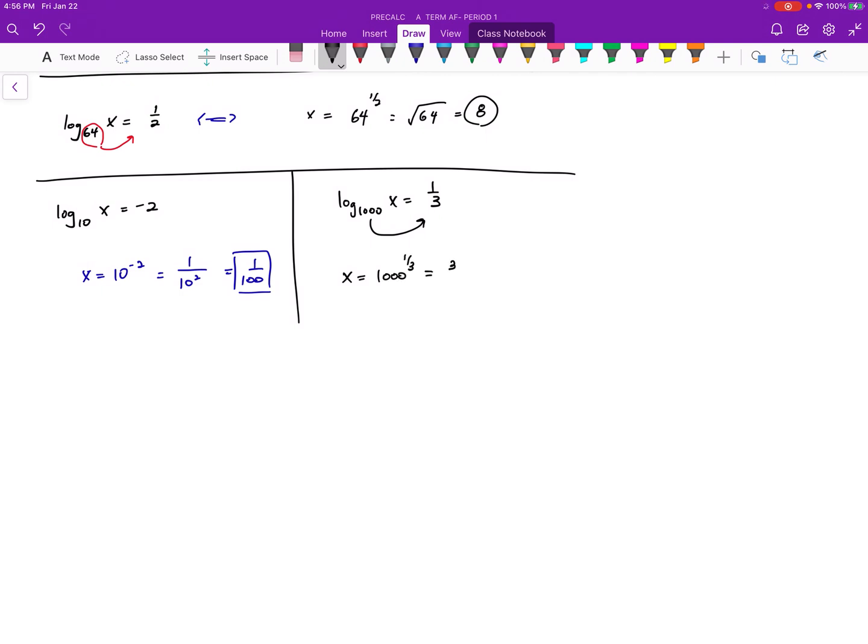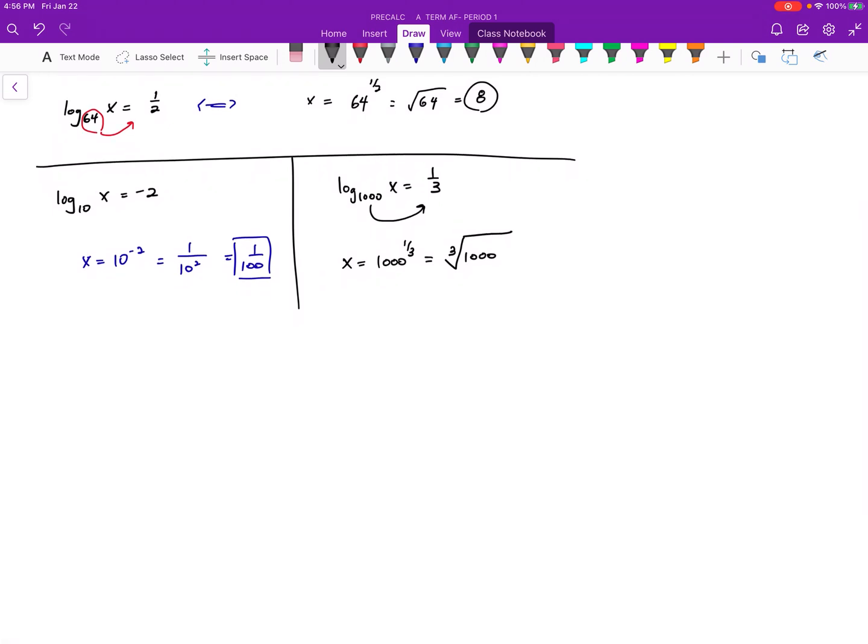Now this is the same thing as the cube root of 1,000. Remember, the denominator of that exponent goes into the radicand, that's what the symbol is called. And so the cube root of 1,000 is going to be 10, because 10 cubed is 1,000. And so there you go.